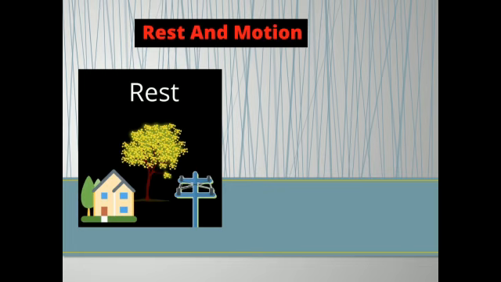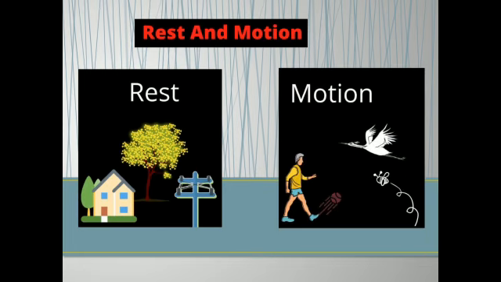Right? Now what is motion? An object is said to be in motion if its position changes with respect to its surroundings. An object that changes its position with respect to its surroundings is said to be in motion.